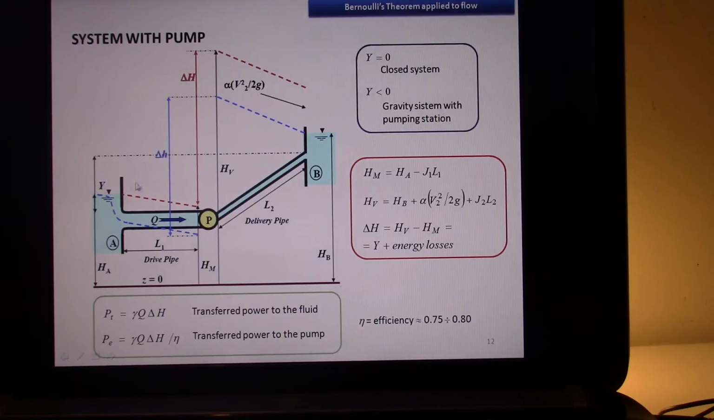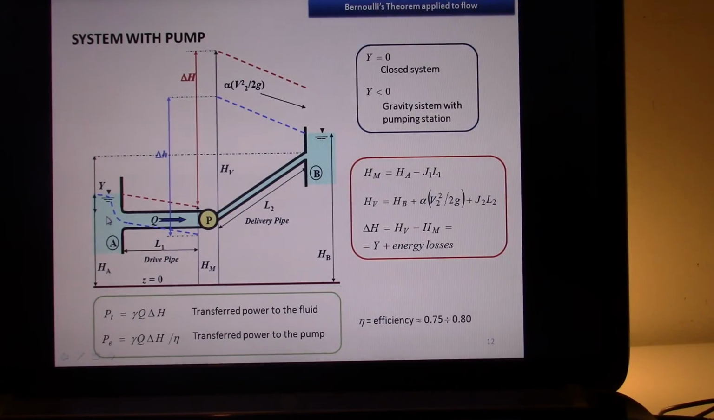Let's observe that if y is equal to 0, which means that the total head of tank A and tank B are of course equal, you are in front of closed systems. While if y is less than 0, you are in front of the gravity system with pumping station. So basically you can insert a pump in two different situations for two different objectives.